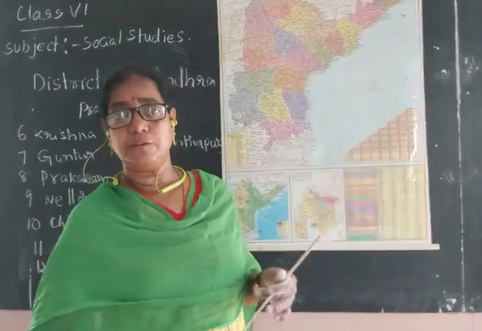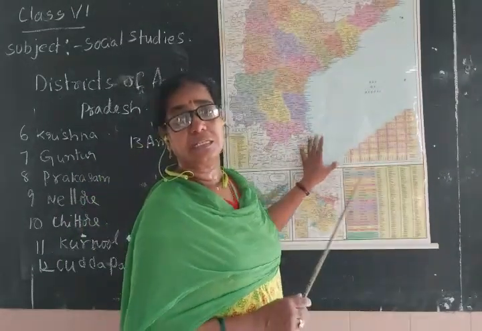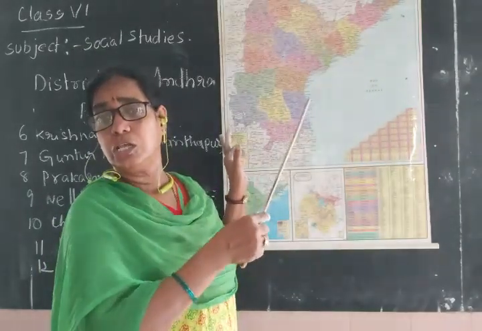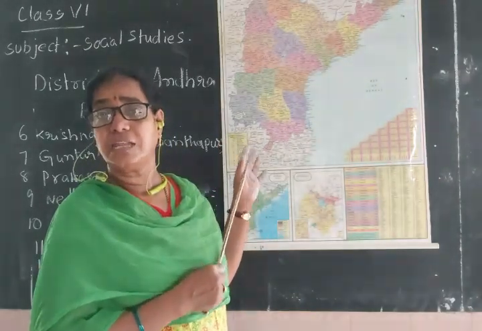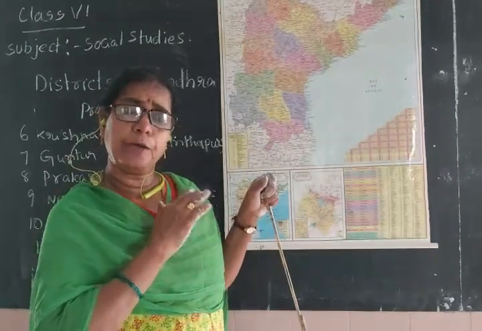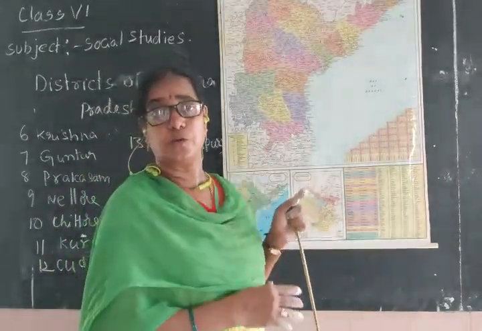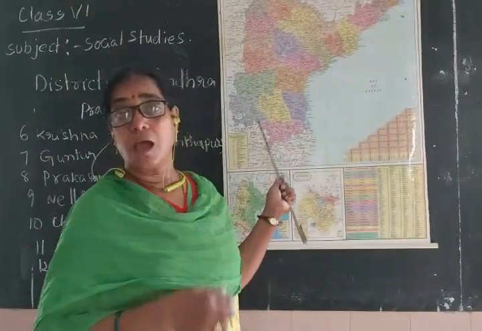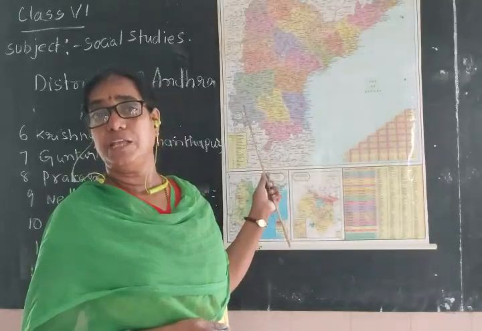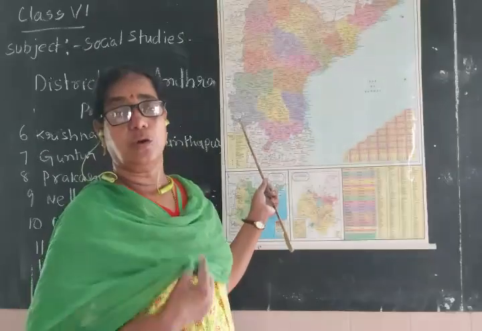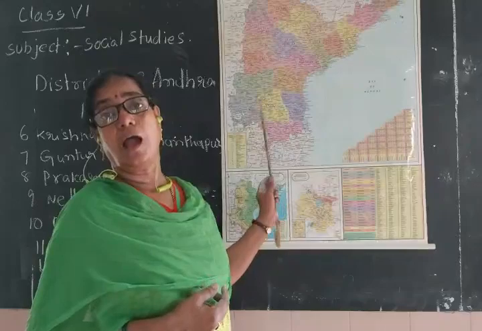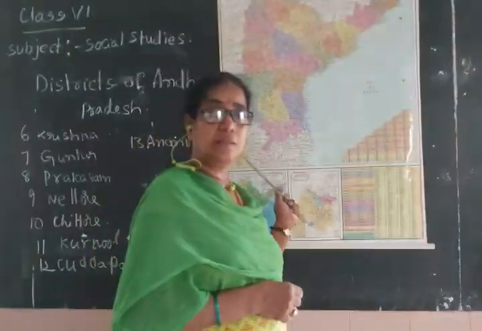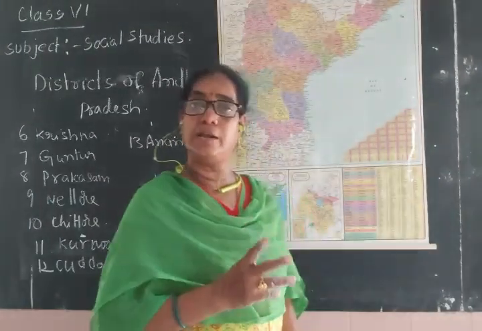What is the difference? The coastal districts have the coastal side areas or sea coast areas. These have fertile plains and crops grow very well. And Rayalaseema districts have rocky areas, water is not available much, and it is difficult to grow all types of crops. So that is the difference between coastal Andhra and the Rayalaseema region. That's why we divided them.